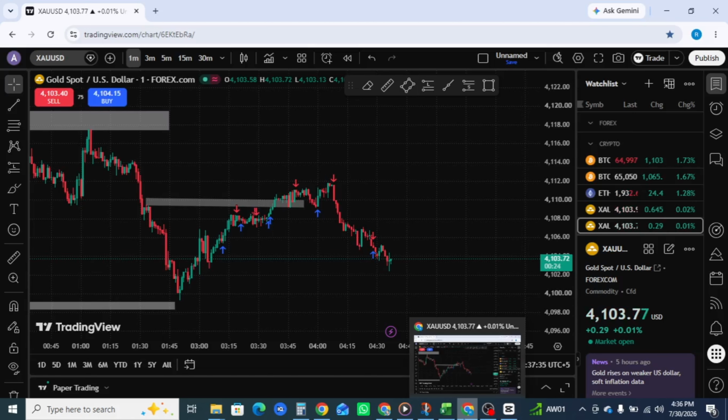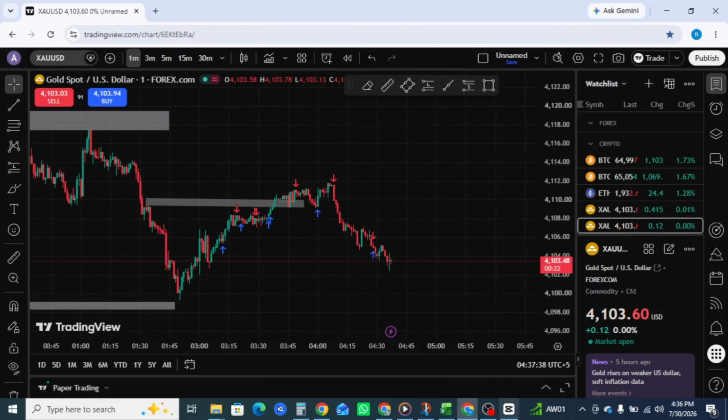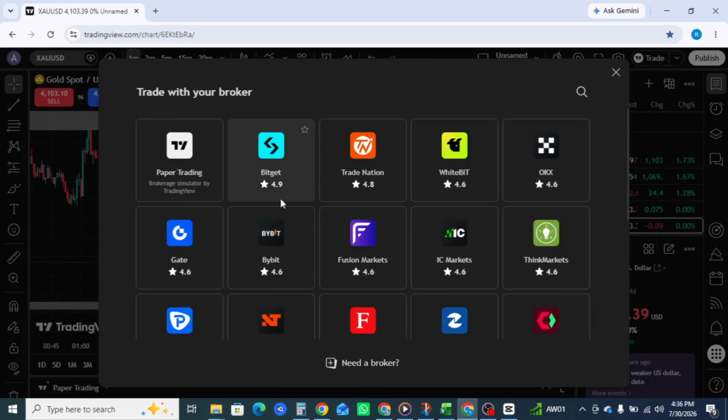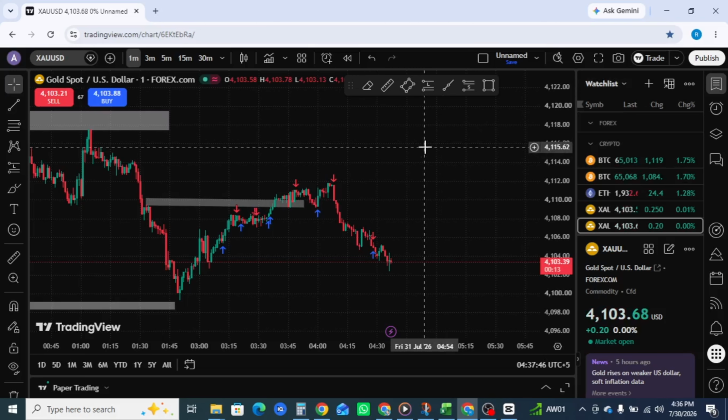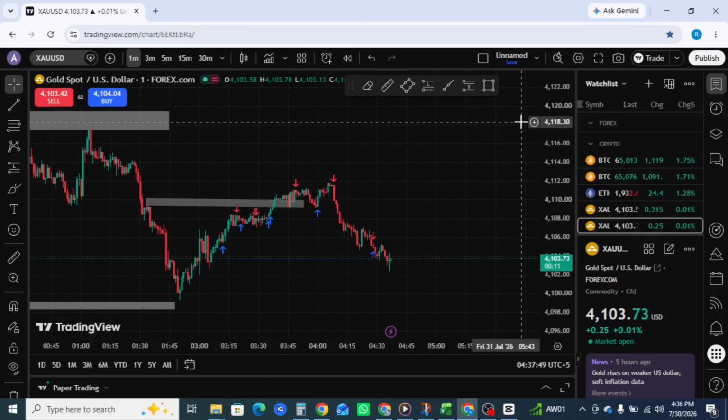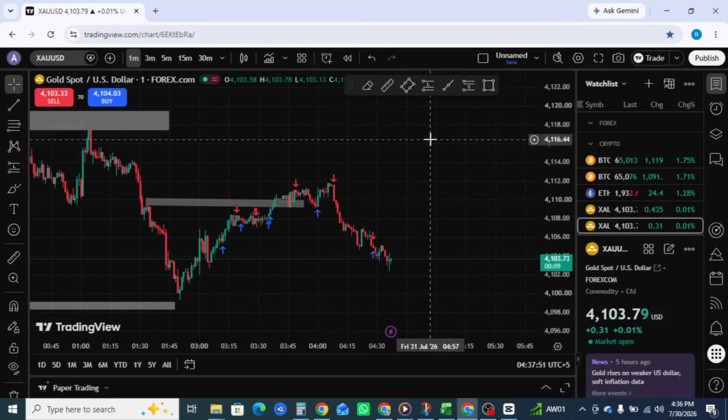To begin, open TradingView and sign into your account. Then open any chart by selecting the asset you want to trade. TradingView supports paper trading for many asset classes, including stocks, forex, cryptocurrencies, commodities, and futures, depending on market availability.